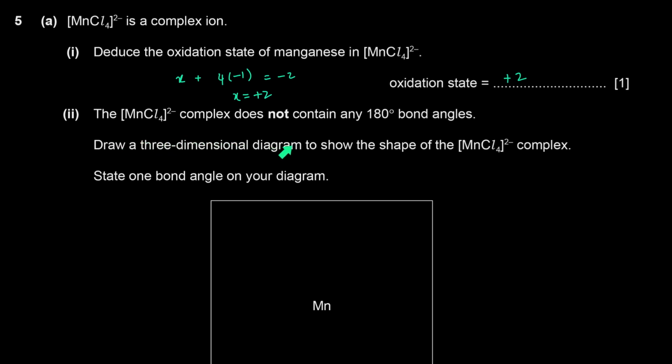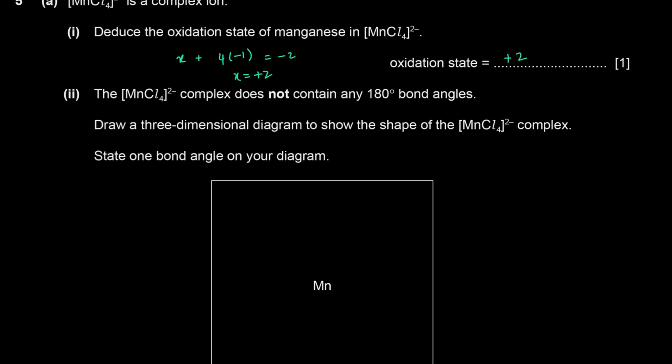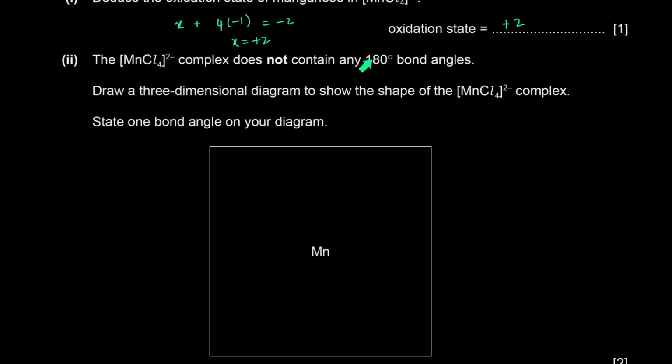The MnCl4 2- complex does not contain any 180-degree bond angles. Draw a 3-dimensional diagram to show the shape of the MnCl4 2- complex. State one bond angle on your diagram. So if it's a 4-coordinate complex that doesn't have any 180-degree bond angles, what would the shape be? There's only 2 4-coordinate complexes that we've learnt about, right? One is square planar. In square planar, you do have 180-degree bond angles, like right here, between the two opposite ligands. So in this case, we don't have a square planar complex, so it must be a tetrahedral complex.